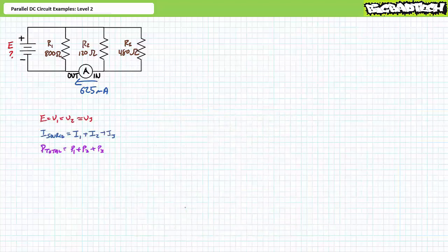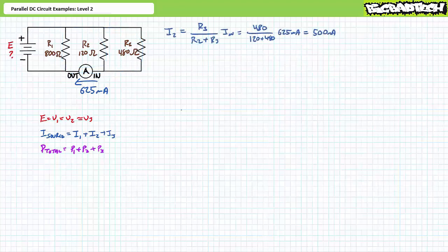Voltage across elements in parallel is the same. For this circuit, E equals V1, which equals V2, which equals V3. Kirchhoff's current law: for this circuit, source current comes out and splits into three paths. The Kirchhoff's current law equation for this circuit is I source equals I1 plus I2 plus I3. You will note the ammeter is capturing both I2 and I3. Finally, power in equals power out. For this circuit, power total equals P1 plus P2 plus P3.